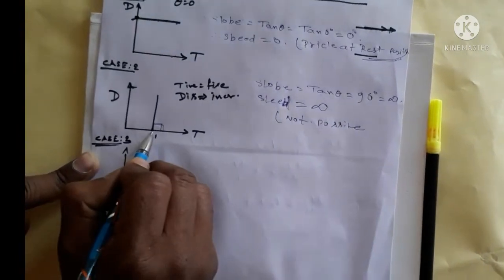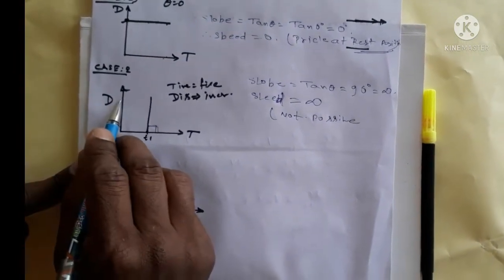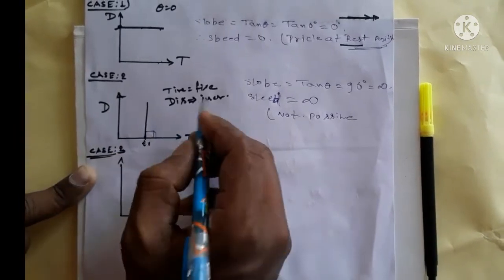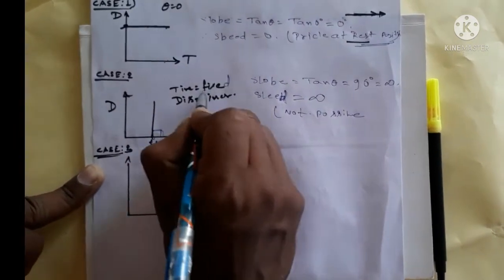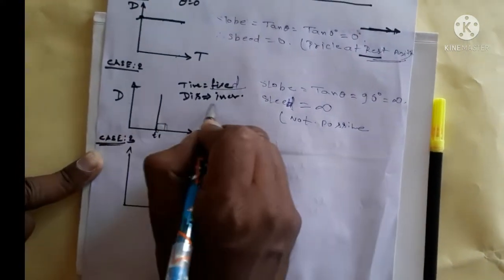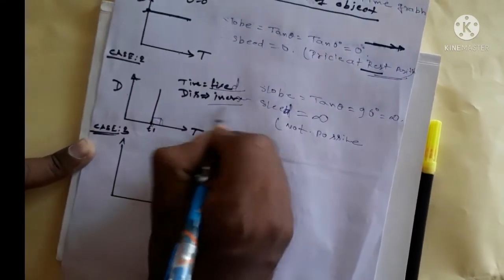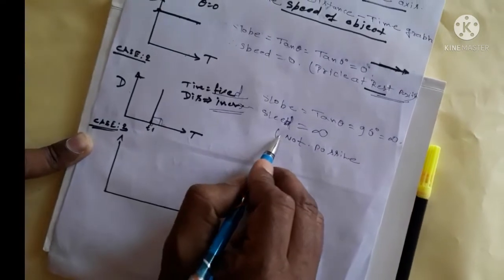So this type of graph is not possible, because time does not increase but distance increases. Here time is fixed and distance increases. So this type of graph is not possible.